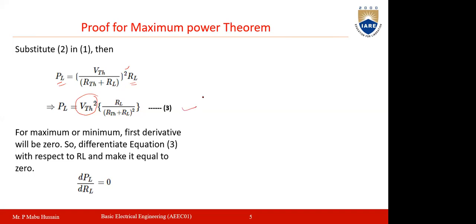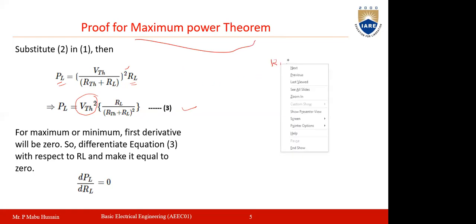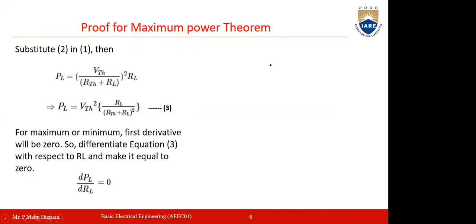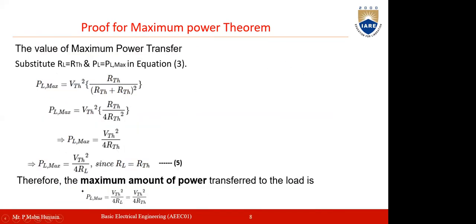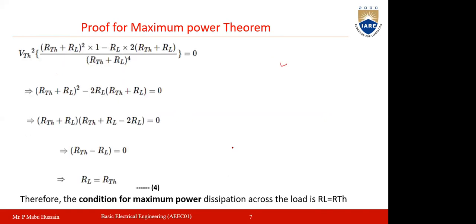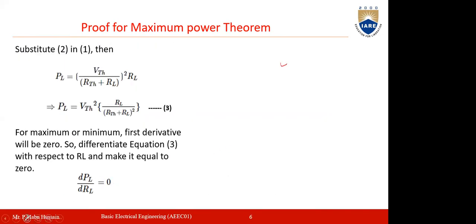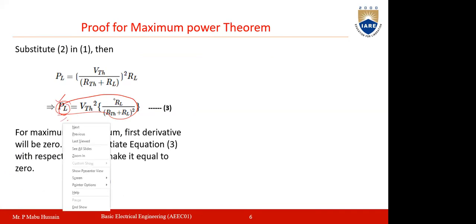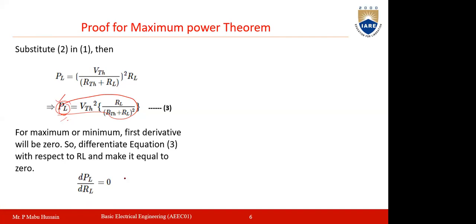Now you need to get the condition for the maximum power transfer theorem. According to the maximum power transfer theorem, when load resistance is equal to source resistance, then maximum power will be delivered to the circuit. This is the load power equation. Now to get this maximum load power, you have to differentiate this PL with respect to a variable term RL, and it must be equated to 0.